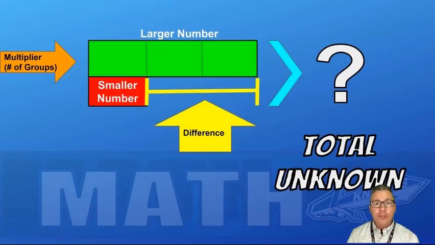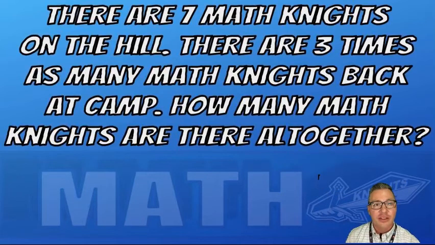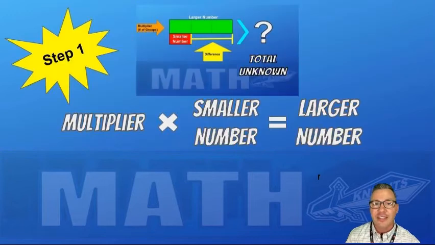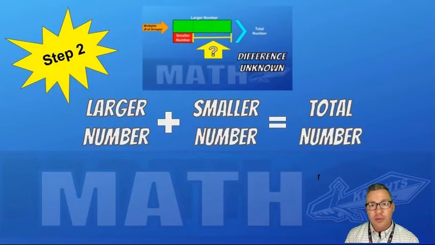Well, what if the total is unknown? The problem may read this way. There are 7 math knights on the hill. There are 3 times as many math knights back at the camp. How many math knights are there altogether? Step 1, you would take the multiplier and multiply it by the smaller number in order to get the larger number. Then you would take the larger number, add it to the smaller number in order to get the total number.